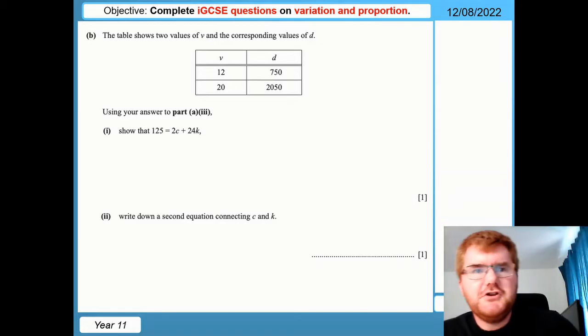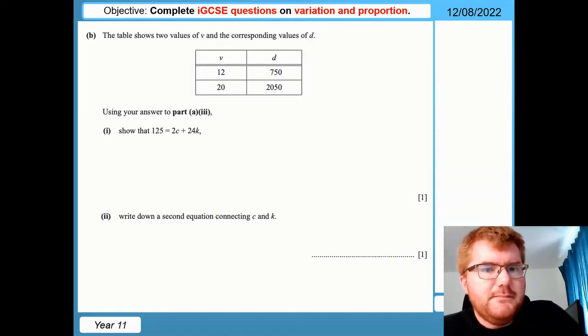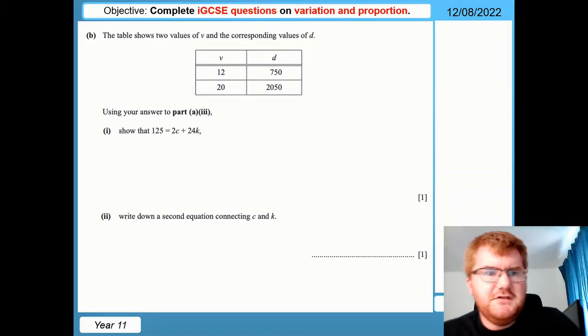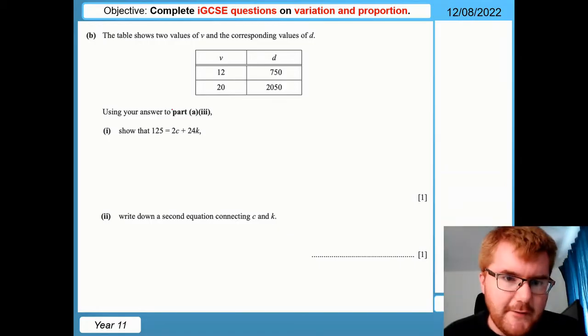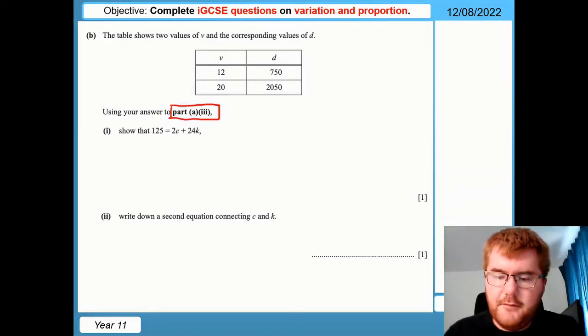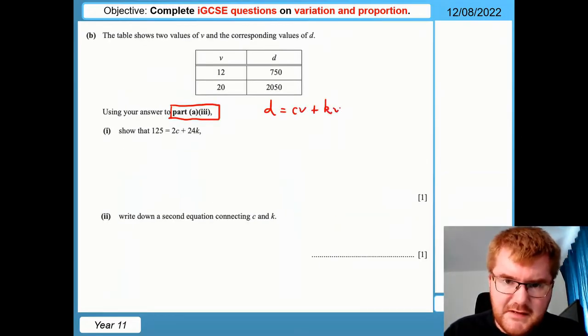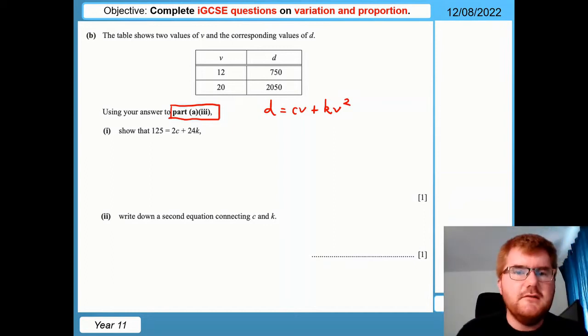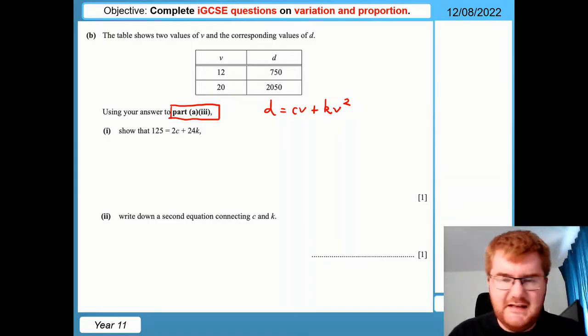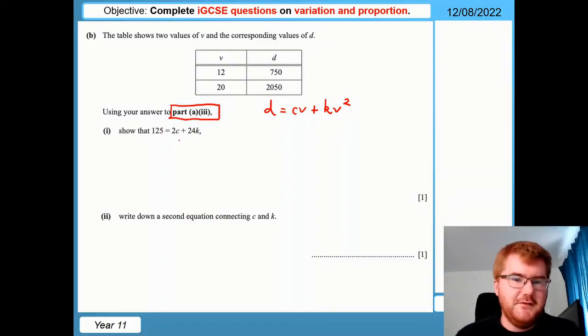So our table here shows two values of v and the corresponding values of d. Now, using your answer to part A3, this is typical on iGCSE papers. If they bold something, really do pay attention to it. So we're using our answer from A part 3. Just a reminder, it's this here. So d is equal to cv plus kv squared. Now, even if I have no idea what to do with that in the slightest, I would still write that down. You might get that mark that you need to get the C to a B or a B to an A. Now we need to show that 125 equals 2c plus 24k.